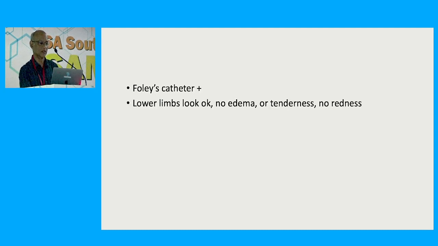So that's again important. Patient got a Foley's catheter, lower limbs look okay, no edema, no tenderness, no redness. It is not important to look at the leg on the first day, but if the patient has been in ICU for several days, it's important because they may be developing DVT.